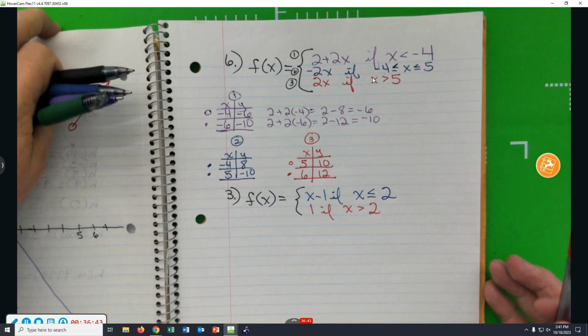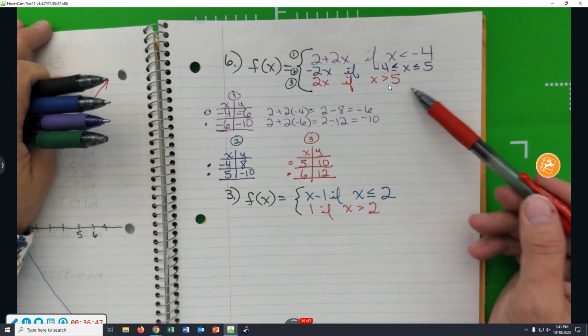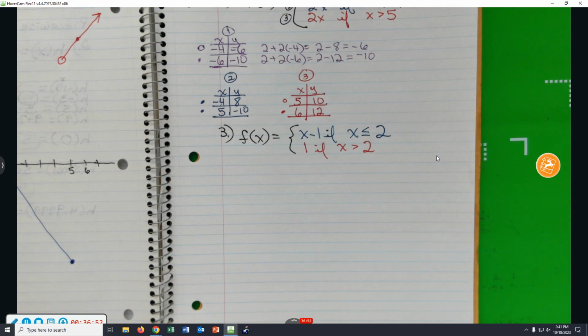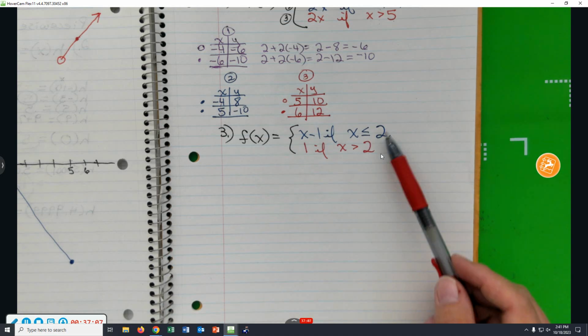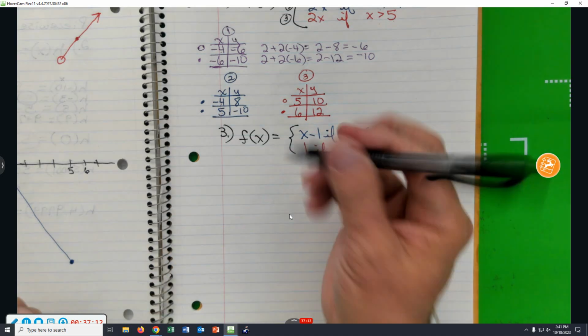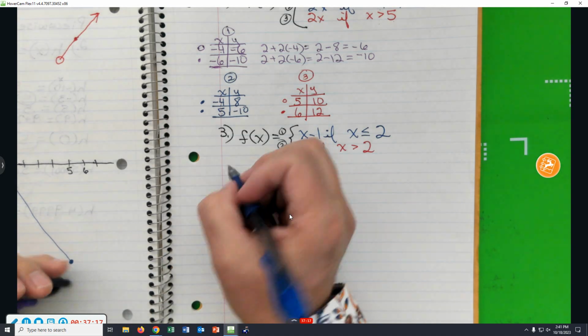Let me ask you this. Here on number 6, we had 2 different cut points. We had -4 and we had +5. Are we going to have 2 different cut points in this number 3? What's the only number that's acting like a cut point? Where will the blue piece change to the red piece? It should be obvious. 2. The only number that appears within the inequalities is 2. So we're going to have 2 pieces, piece 1 and piece 2. Make my table.